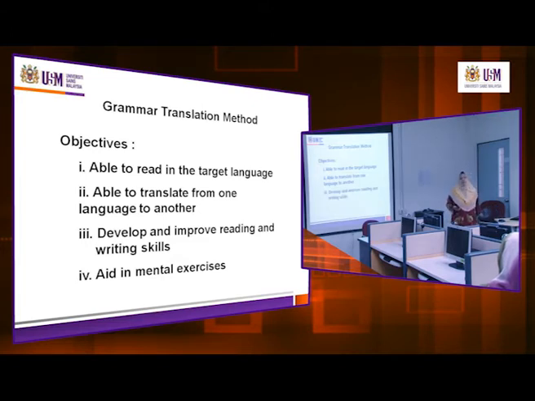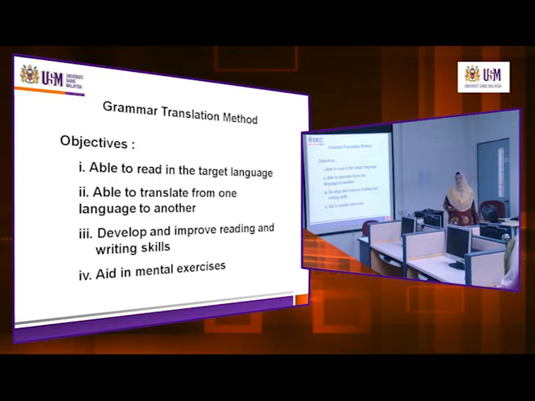Develop and improve the passive skills, we call it. The reading and the writing. Okay, so develop and improve reading and writing skills. So GTM, the objectives are threefold. One is to be able to read fluently. The second one is the students should be able to translate the language whenever they want to use it. And the third one is to develop and improve reading and writing skills. So these are the objectives of the grammar translation method. Oh, sorry, there's another one.